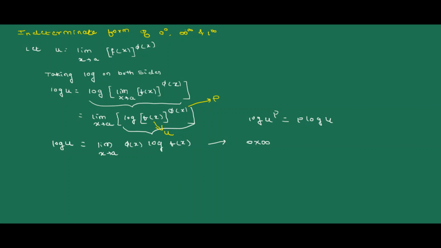Now this 0 into infinity you can change to the form of 0 by 0 or infinity by infinity, and then solve by using L'Hospital's rule. You will get a constant number, and let us say that constant number is equal to L. So log u is equal to L means after simplifying this limit you will get the value L, then transpose log to the right hand side, u is equal to e raised to L, which is the required limit.